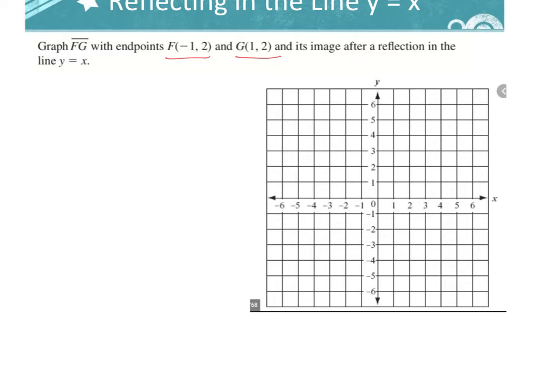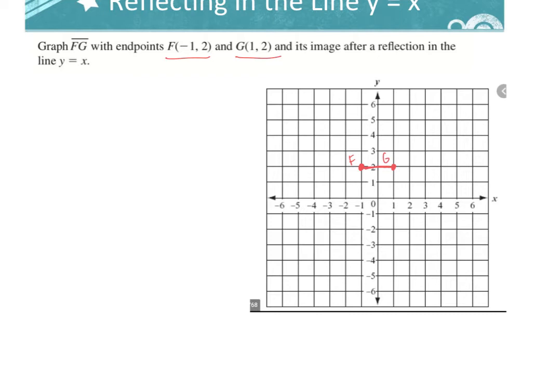So let's go ahead and plot those. -1, 2 is going to be right here. This will be F. And then G will be at 1, 2. This will be right here. That will be G. Okay? So this is a line segment, it says, FG. So let's connect them.